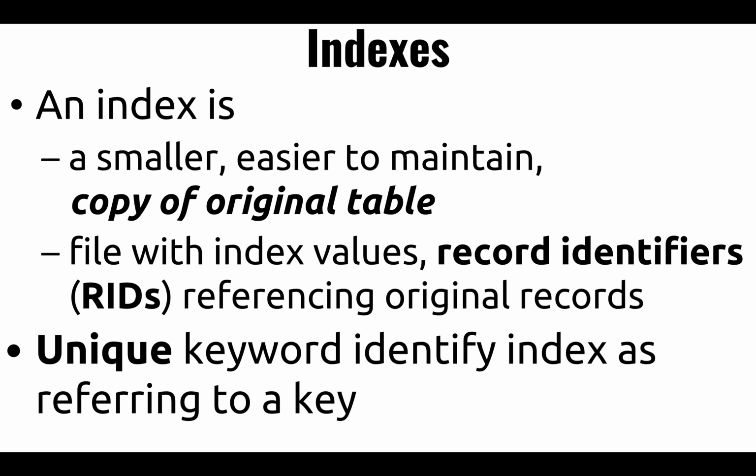So indexes, by definition, are a smaller version, an easier version of the original table, organized in such a way that it's easier to maintain. Perhaps it doesn't actually have all the data copied. Perhaps it only has the field by which it was indexed, and then a reference to where the original table lives, where the original record lives, so that you would need to make 2 hops.